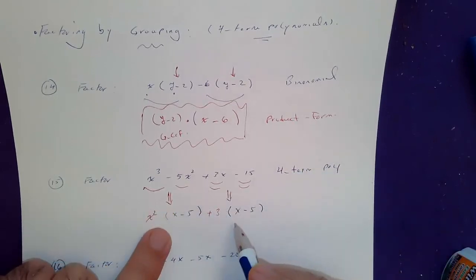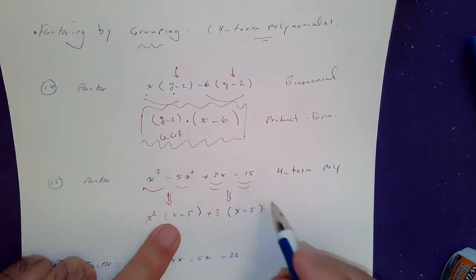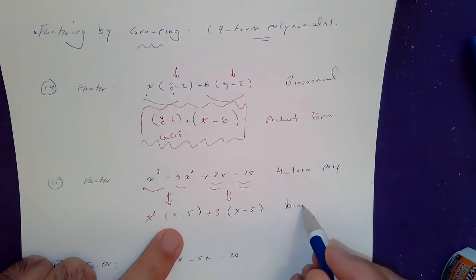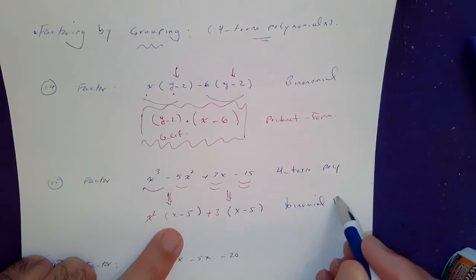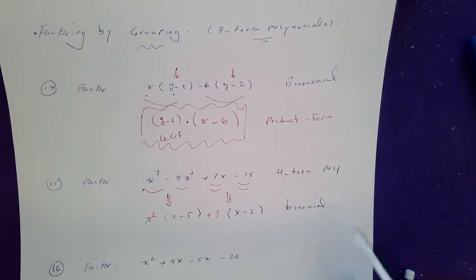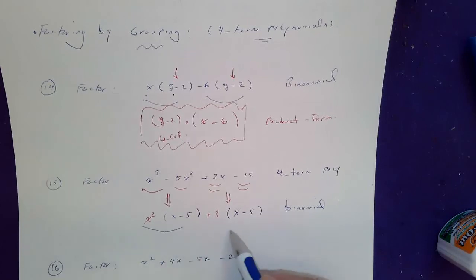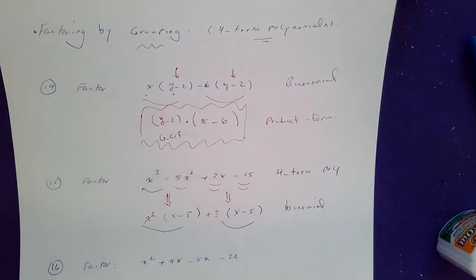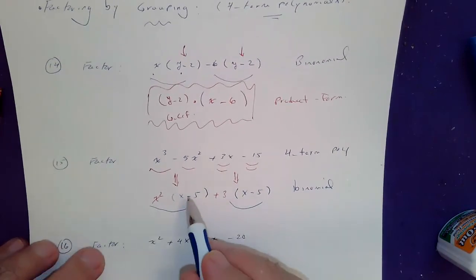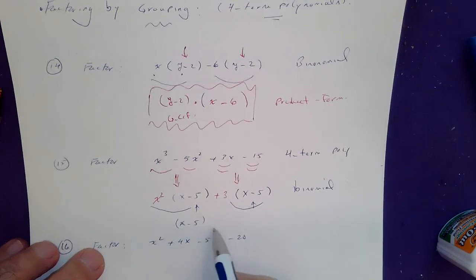So remember, I had a 4-term polynomial. Somehow, when I grouped them and factored the GCF out of the first two and out of the second two, all of a sudden I managed to change the problem to a binomial. Instead of a 4-term polynomial, now I have a binomial. How do you know you have a binomial? Well, you got two terms, 1, 2. But wait a minute. Each of these two terms has something in common, they both have x minus 5, so factor that out.